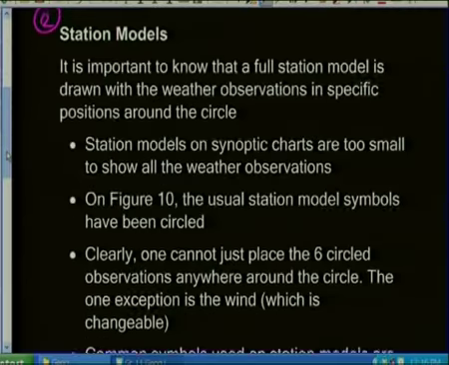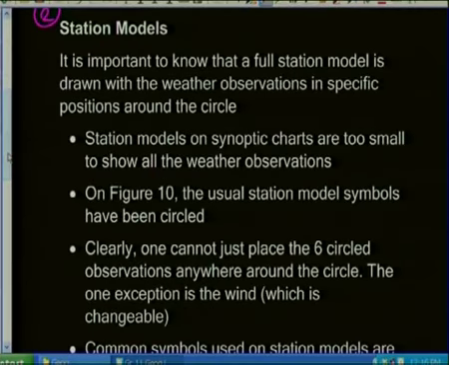Now let's look at what a station model is and what station models do or show. It is important to know that a full station model is drawn with the weather observations in specific positions around the circle. We're going to look at that in a minute. Your temperature, your wind direction, your wind speed, all of those things have their place or spot around a station model, and you need to learn some of those conventions because it's going to help you interpret and understand the weather conditions that you're trying to decipher.